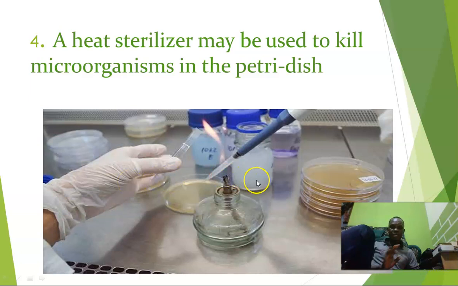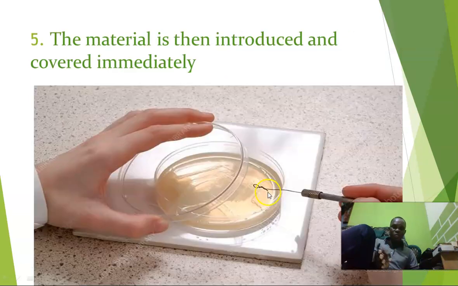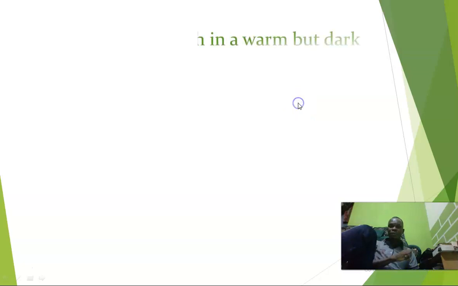the petri dish by opening the petri dish slightly. You introduce it and cover immediately. This is what we call inoculation. You are introducing the bacteria into the medium you have prepared in the petri dish. Are we together now? So that is the next stage. And when you are doing this, your source of heat will still be somewhere around here so that no foreign body will be able to contaminate what you are doing.